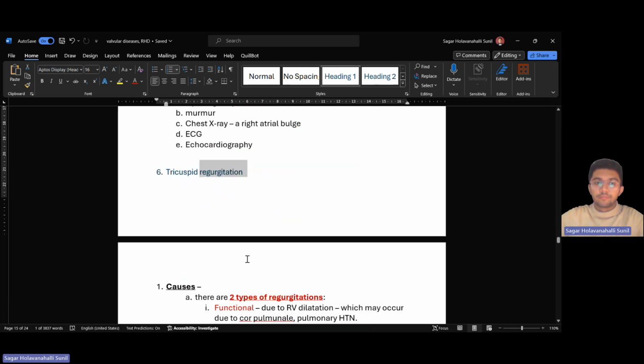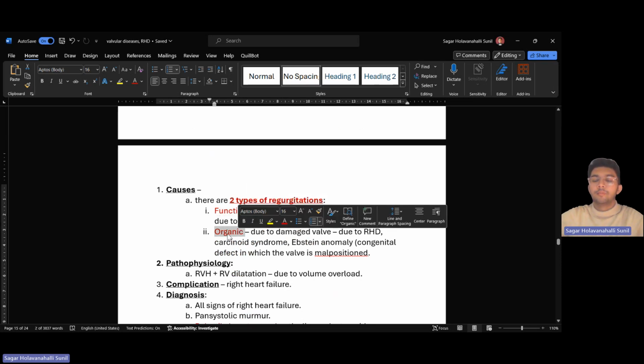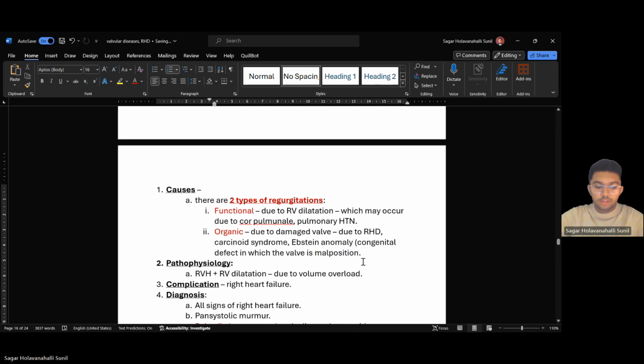Now, what about regurgitation? Regurgitation can be caused either by functional causes or organic causes. By organic, I mean intrinsic damage, that is damage to the valve. This could again be inflammatory causes, carcinoid causes, and it can also be a malpositioning of the valve. It's a congenital defect.